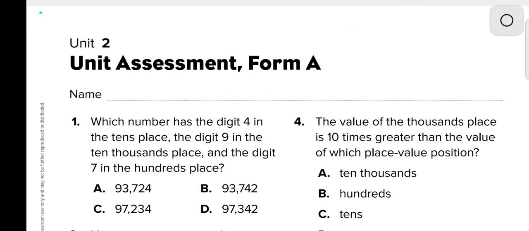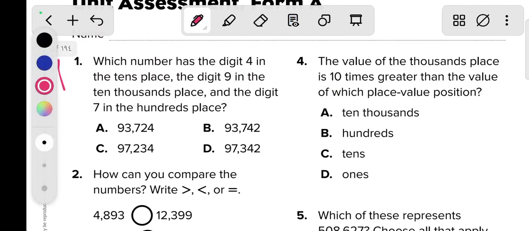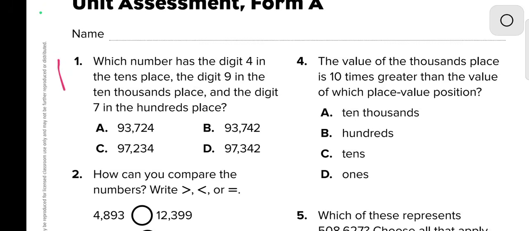This is Mr. Min Ahmed, math teacher, and today we have to solve the revision sheet for unit 2. Okay, first question is, which number has the digit 4 in the tens place and digit 9 in the 10,000s place and the digit 7 in hundreds place? Okay, so easy.